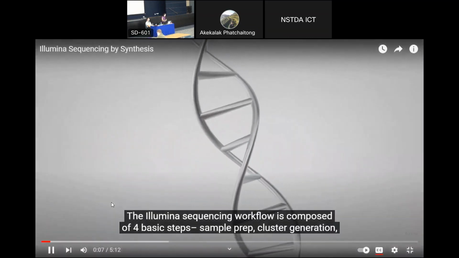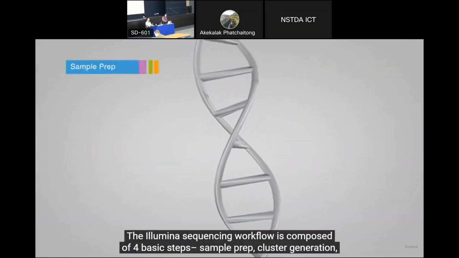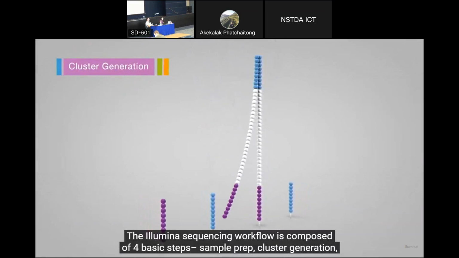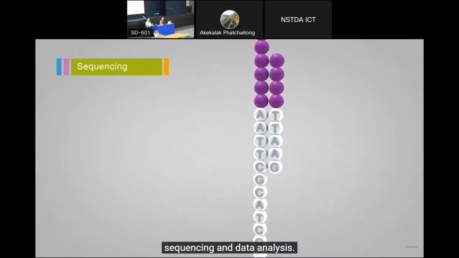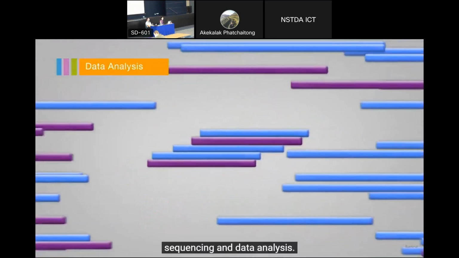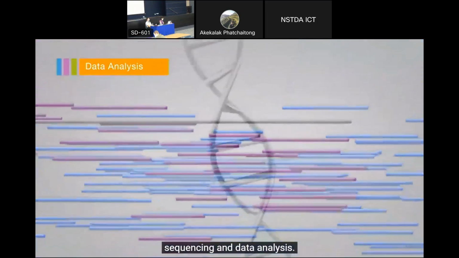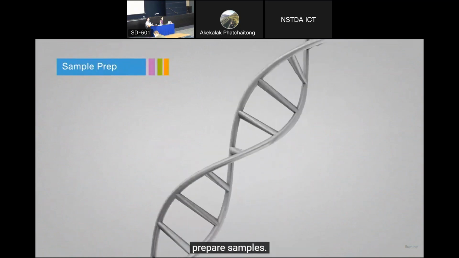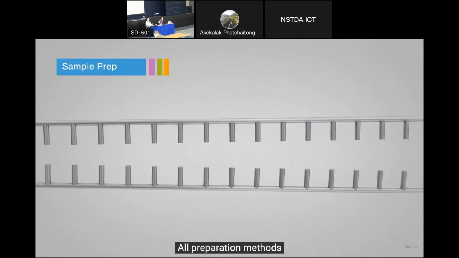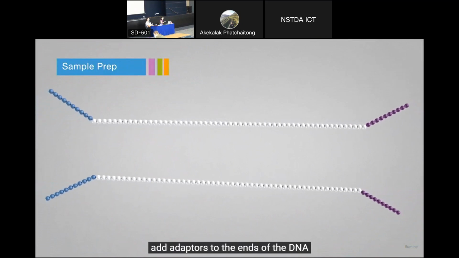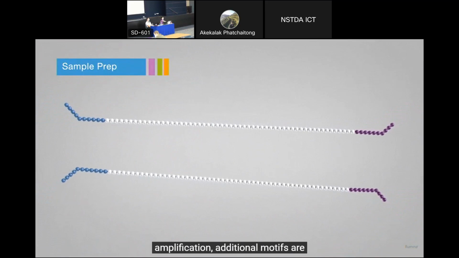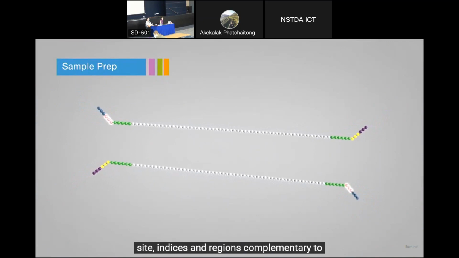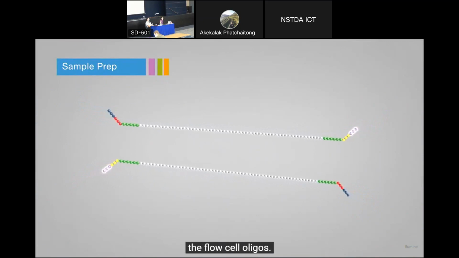The Illumina sequencing workflow is composed of 4 basic steps: sample prep, cluster generation, sequencing, and data analysis. There are a number of different ways to prepare samples. All preparation methods add adapters to the ends of the DNA fragments. Through reduced cycle amplification, additional motifs are introduced, such as the sequencing binding site, indices, and regions complementary to the flow cell oligos.